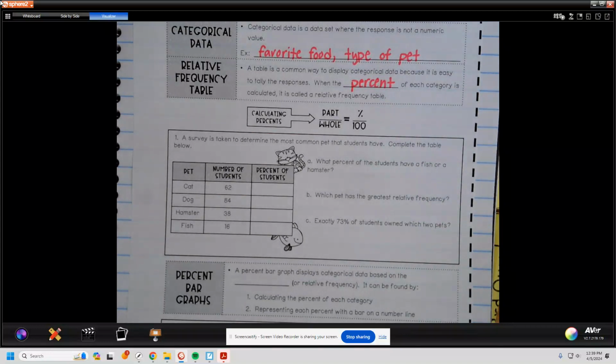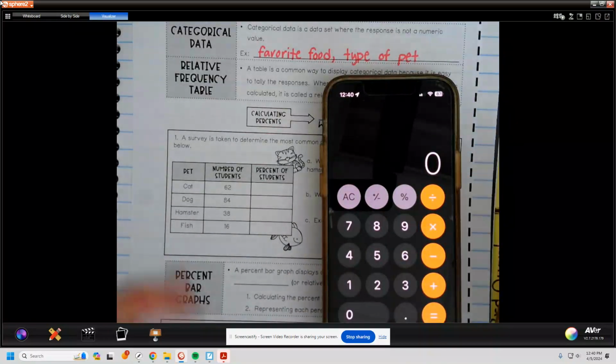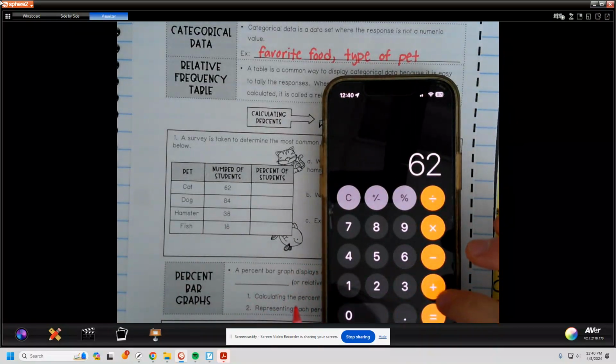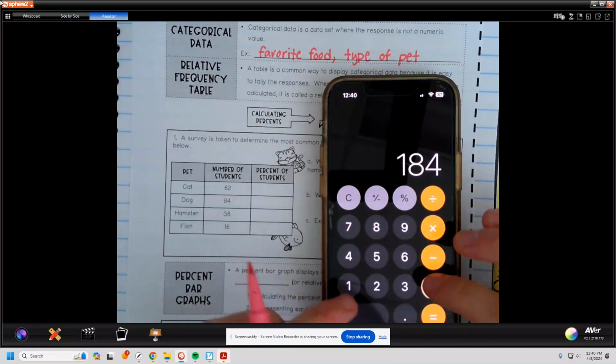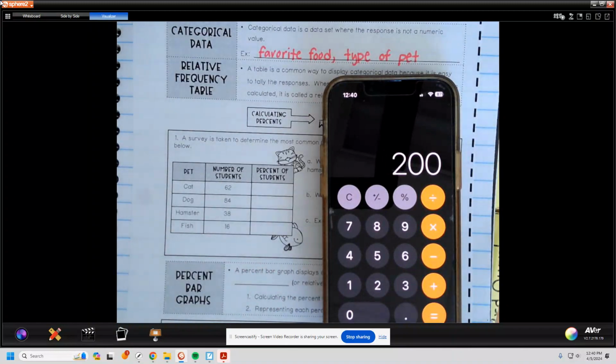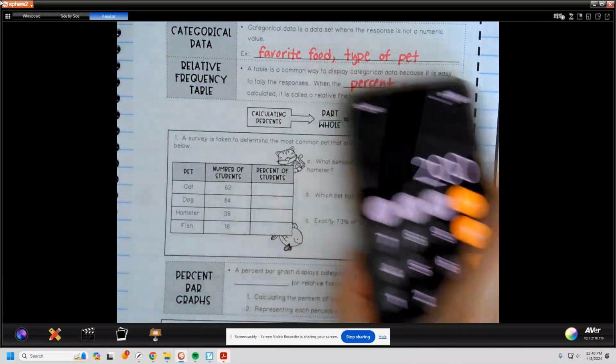So number 1 says a survey is taken to determine the most common pet that students have. Complete the table below. What percent of the students have a fish or a hamster? So let's just go through and calculate the percents for all of these. Then we can go back to the questions. Let's see, if we want to find the percent, we need to add the 62 cats, 84 people have a dog, 38 hamster, plus 16 fish. All right, so the total is 200. That's a nice number to work with.